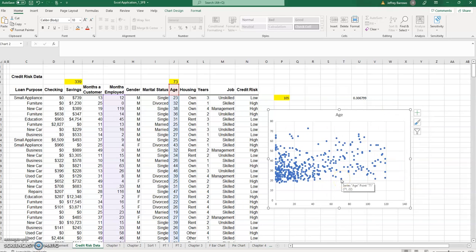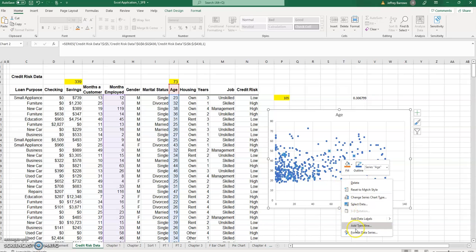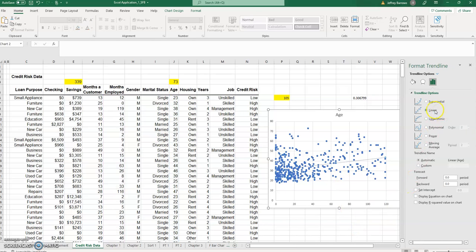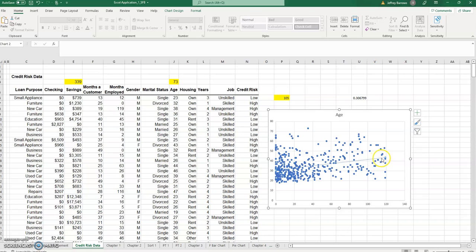If I just put my cursor on any one of the data points and right click, I can add a trend line. And this linear trend line, that actually is the line of best fit. And again, there's some more discussion that comes with this when we talk about regression analysis in a couple weeks.